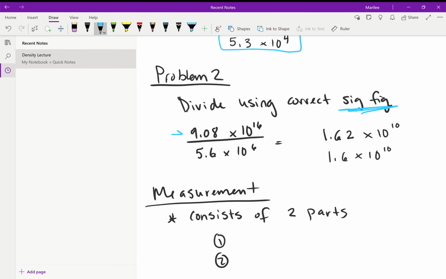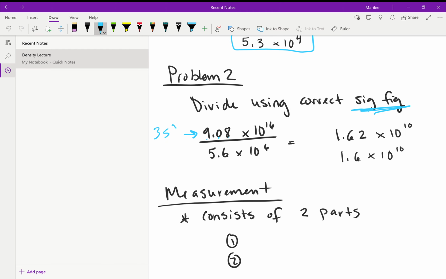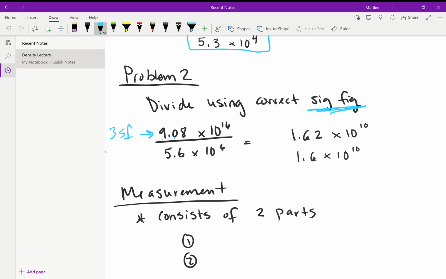This one is 1, 2, 3, 3 sig figs. And here we have 2 sig figs. So what's the answer? The top one or the bottom one? The answer is 1.6 times 10 to the power of 10. 2 sig figs.